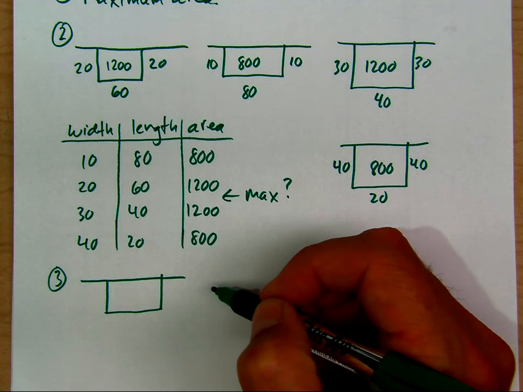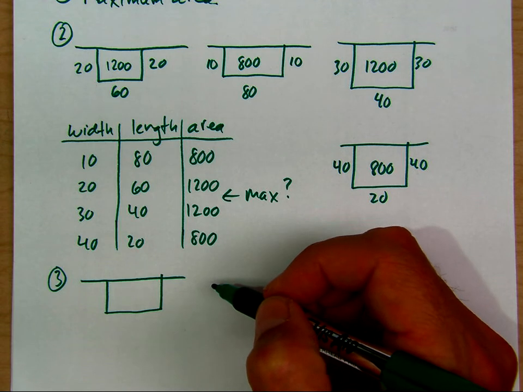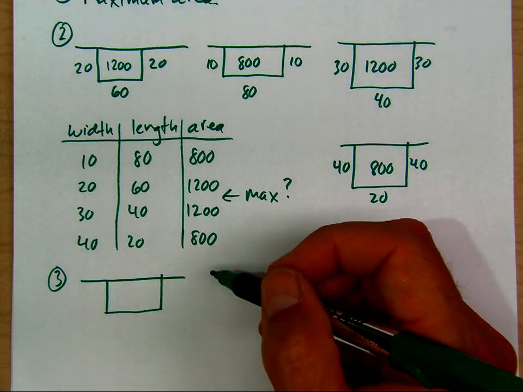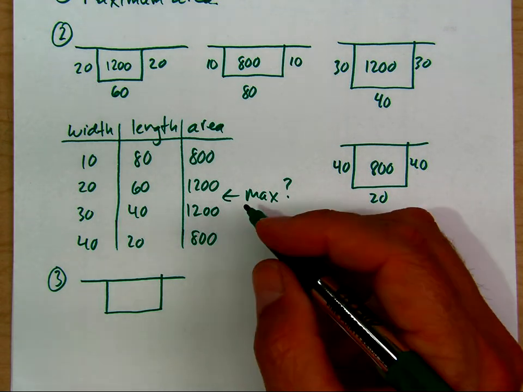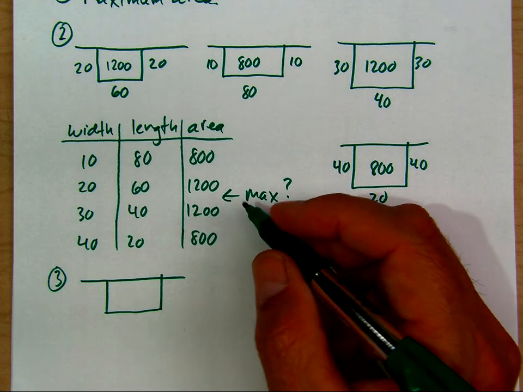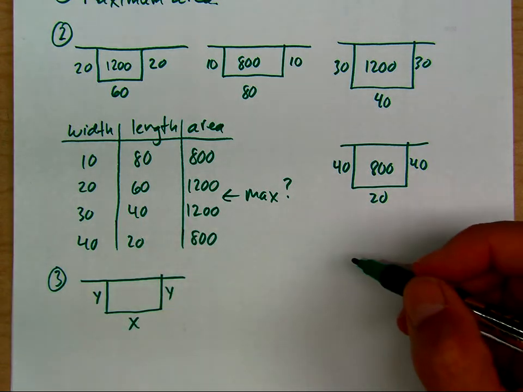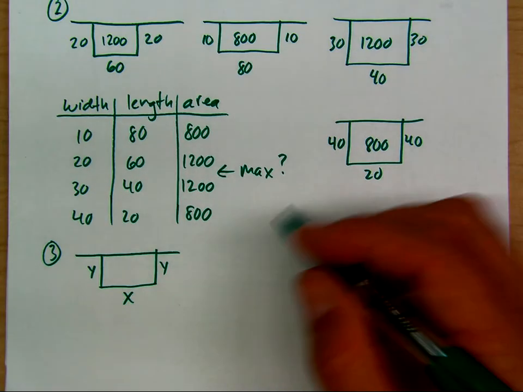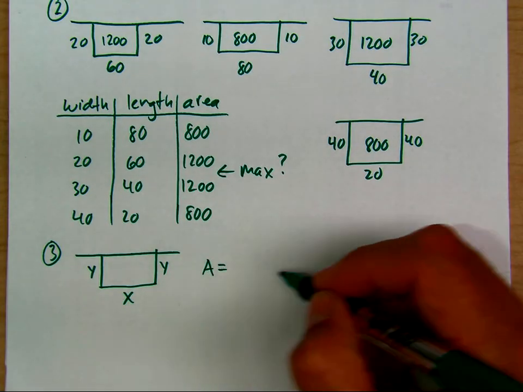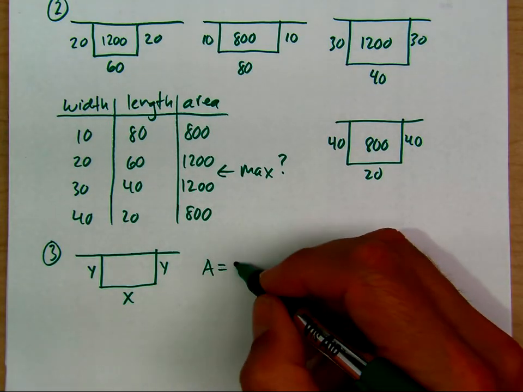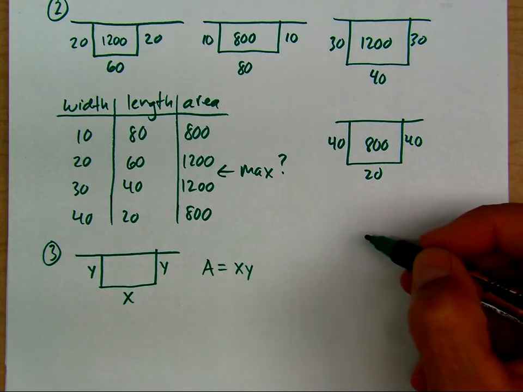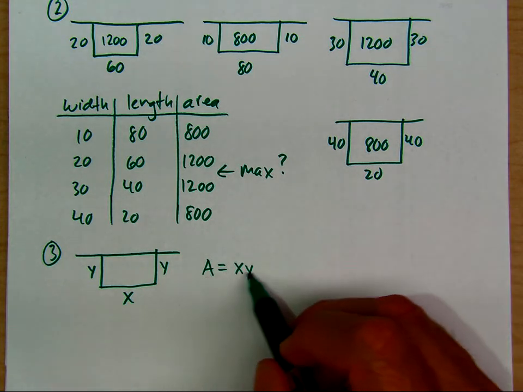So let's call, we can just call it, make this y and x. And then we can have a formula. The area is xy. And we have 3 variables in an equation, but we're only used to using 2 variables.